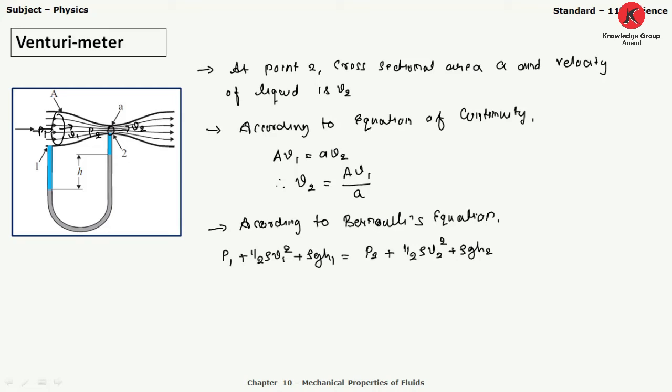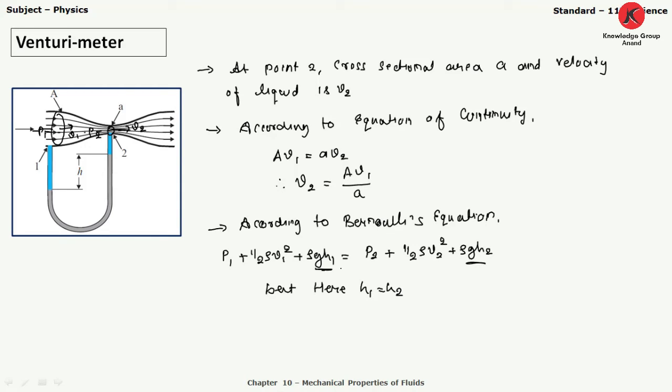So if I draw the line from the center of the Venturi meter, which is also from the center of the cross-sectional areas capital A and small a, from that we can measure the height h, and that will be equal, meaning h1 is equal to h2 in this case in Bernoulli's equation. From the figure of the Venturi meter we can write h1 equal to h2.